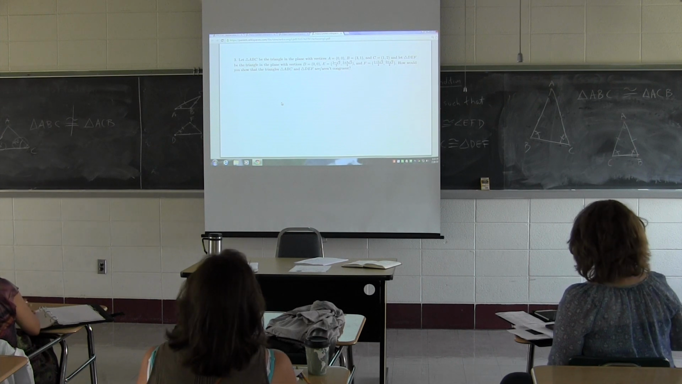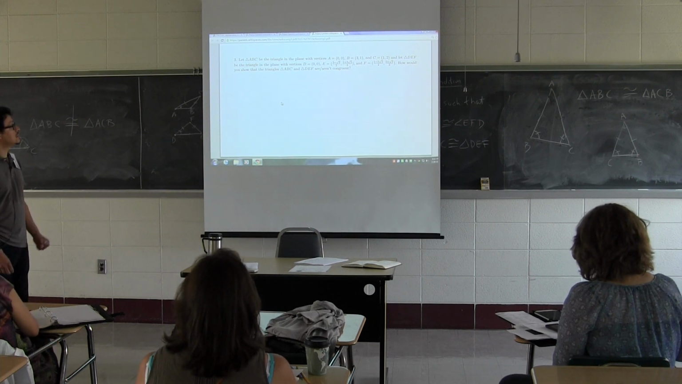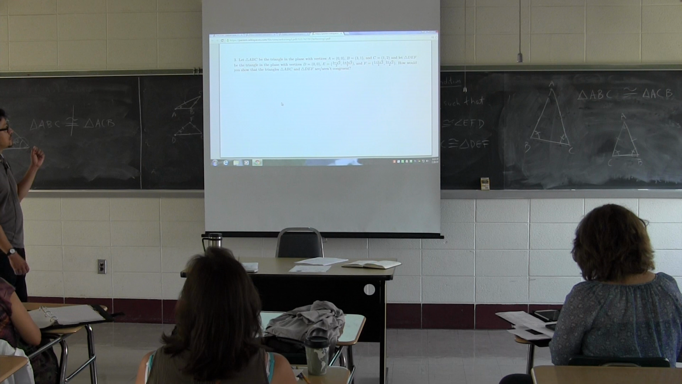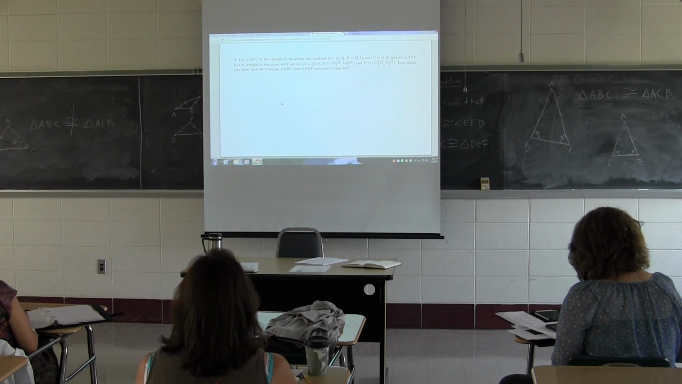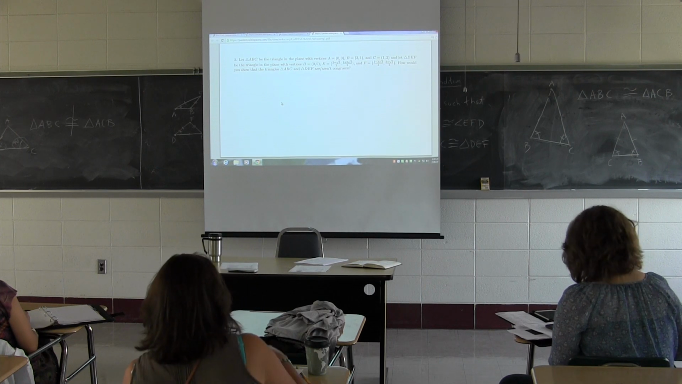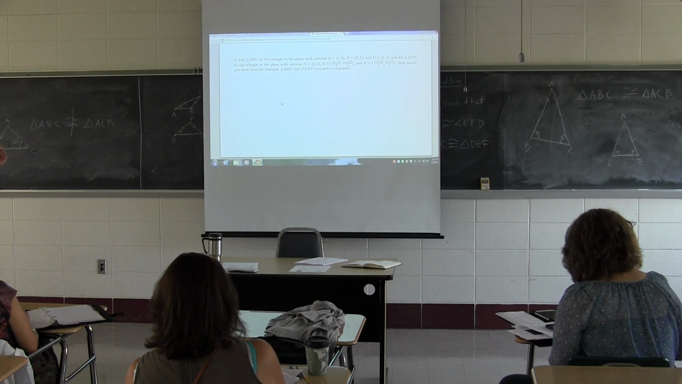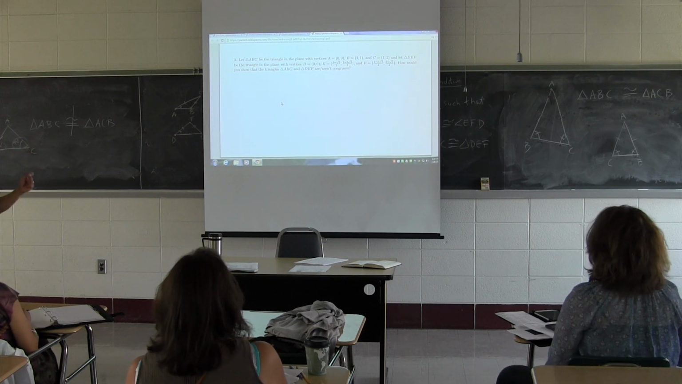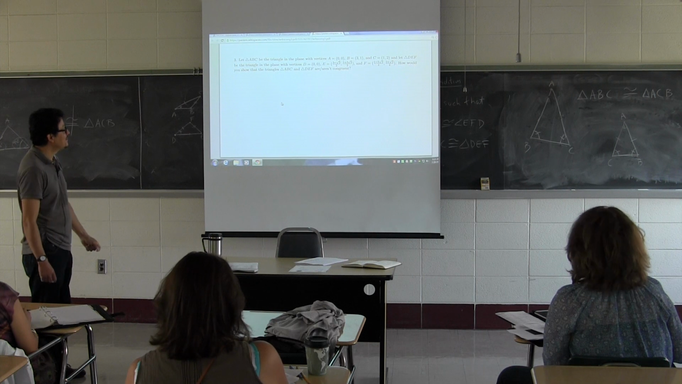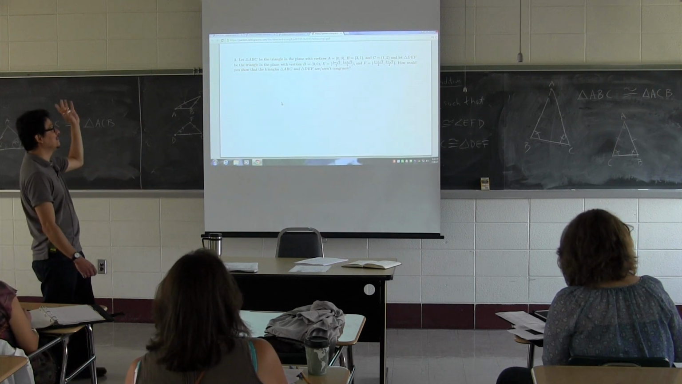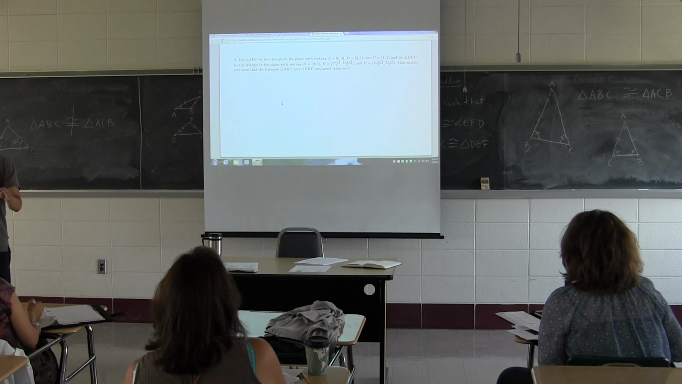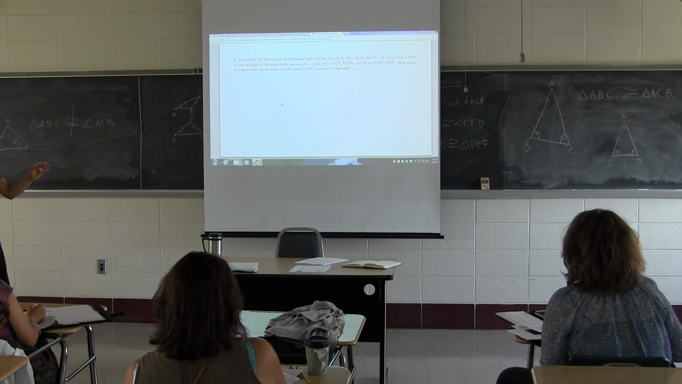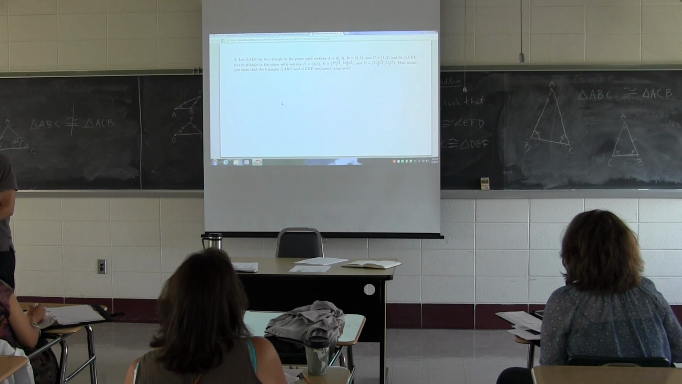Let ABC be the triangle with vertices (0, 0), (3, 1), and (1, 2). And let DEF be the triangle with vertices (0, 0), then (3 minus the square root of 3 over 2, 1 plus 3 times the square root of 3 over 2), and the other one, right? So how would you show that these triangles are or are not congruent?